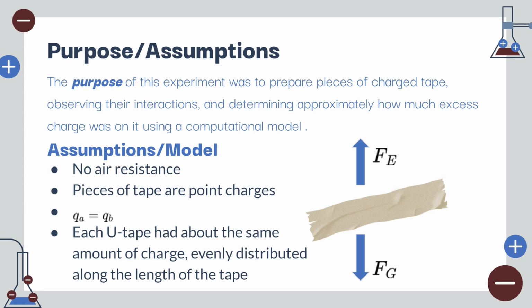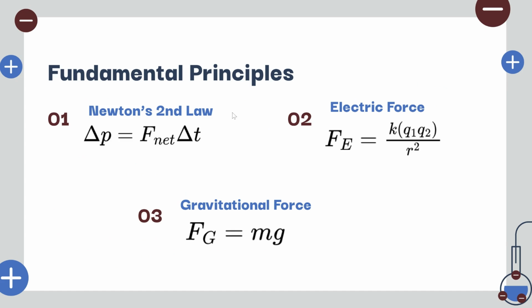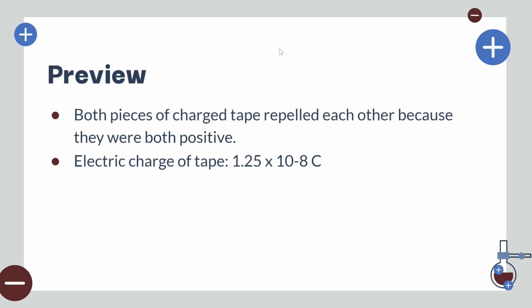Some assumptions we made were that there was no air resistance. We treated the pieces of tape like point charges, and we said that the charges on both pieces of tape were equal, and each tape had about the same amount of charge, evenly distributed along the length of the tape. The fundamental principles that we touched upon in this lab were Newton's second law, which says that the change in momentum is equal to the net force times the change in time; the electric force, which was proportional to the charge and the distance between the two charges; and the gravitational force, which is equal to the mass times gravity.